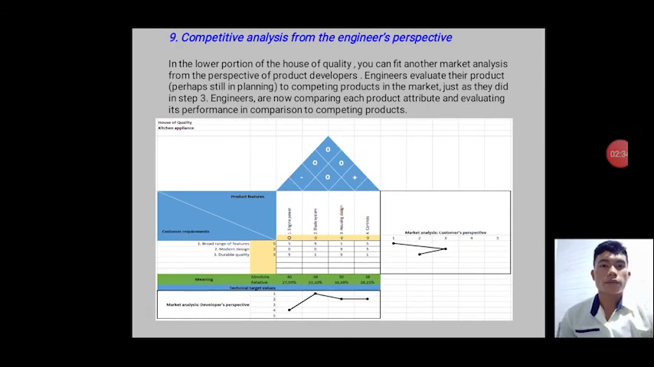So next, step number 9 is competitive analysis from the engineer's perspective. So in the lowest portion of the house of quality, which is the basement, you can fit another market analysis from the perspective of product developers. Engineers evaluate their product, perhaps still in planning, against competing products in the market, just as they did in step 3. Engineers now compare each product attribute and evaluate its performance in comparison to competing products.